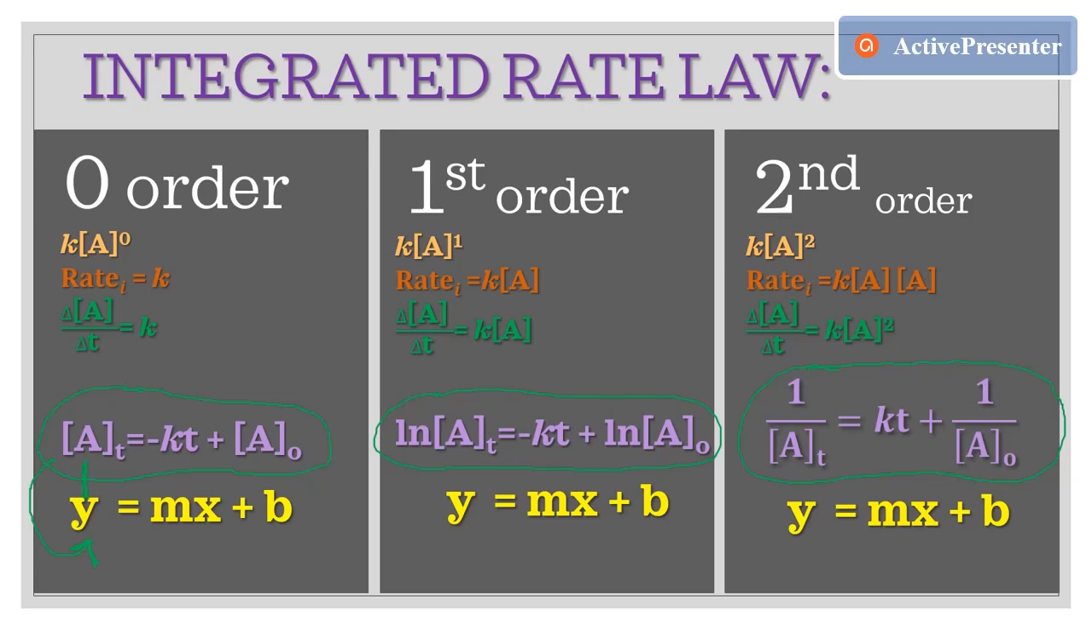Y would be the concentration of A at the end, your final concentration. And then this m, your slope, would be the negative k value, the rate constant. Your x would be the time. And then your b, your y-intercept, would be the concentration of A that you started with, the original concentration. That's why I put that O there.